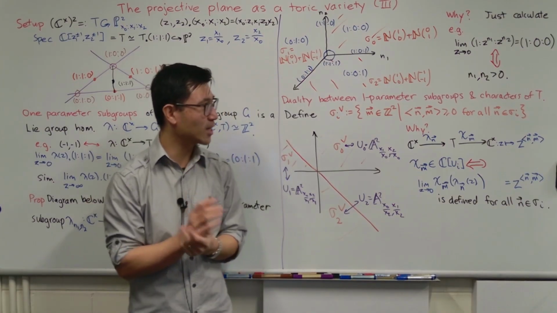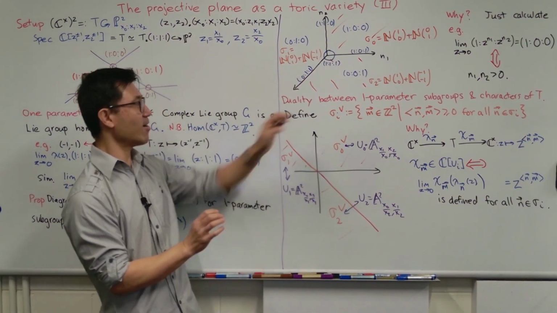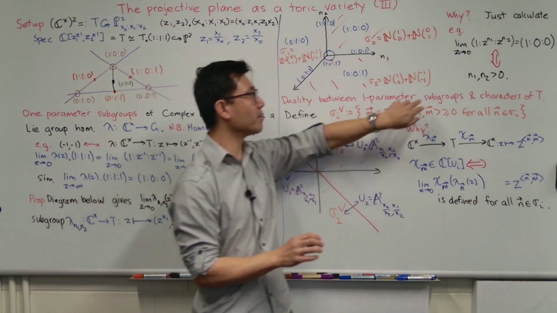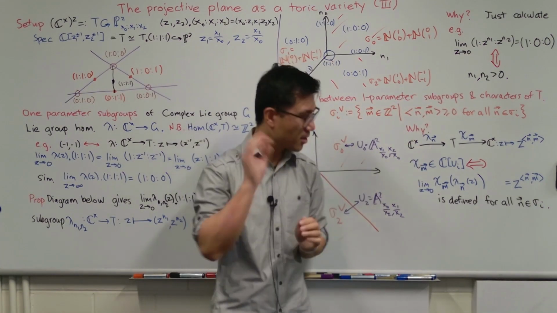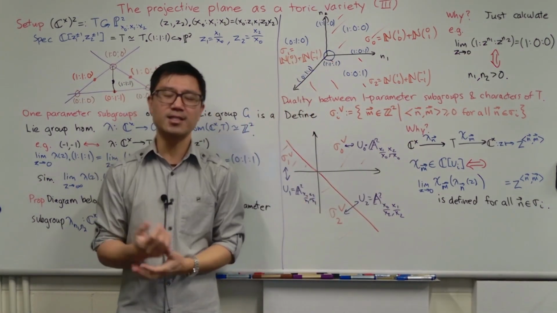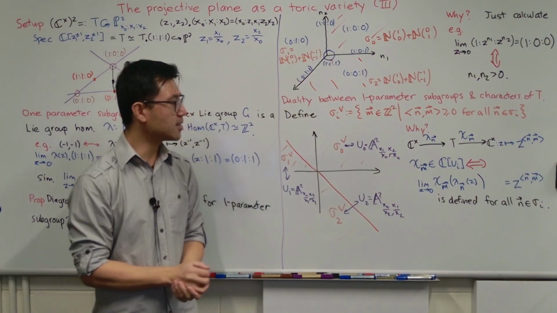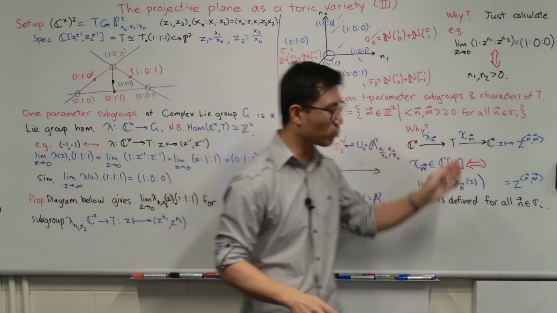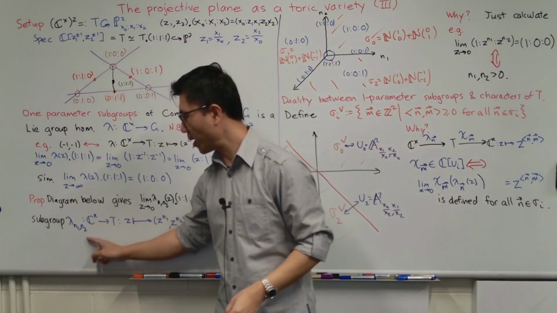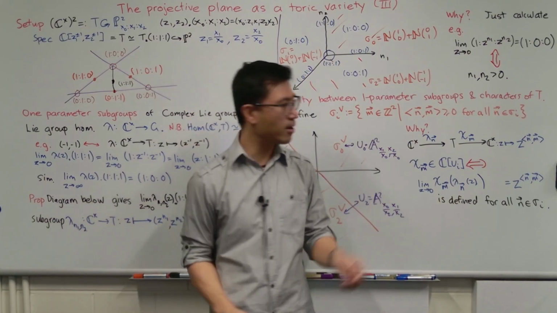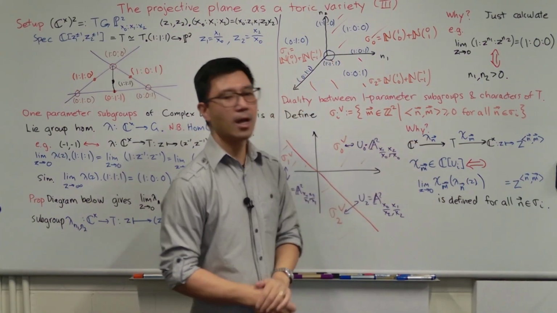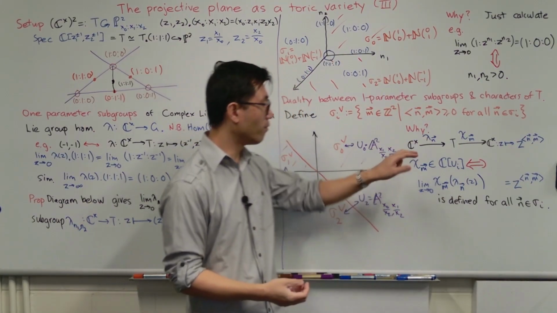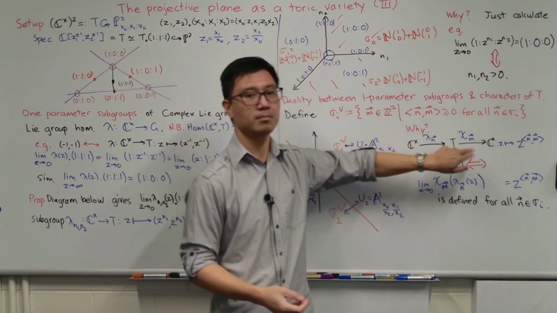So let's find out what's really going on. The key here is the duality between one parameter subgroups and characters of T. So what is this duality? Let's take this one parameter subgroup, lambda n1, n2, and I'll write n1, n2 now as just a vector, the n vector. That's going to be a Lie group homomorphism from C cross to T.